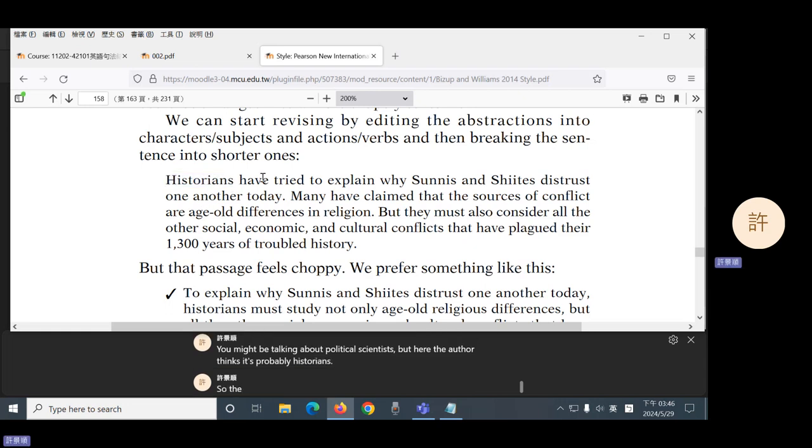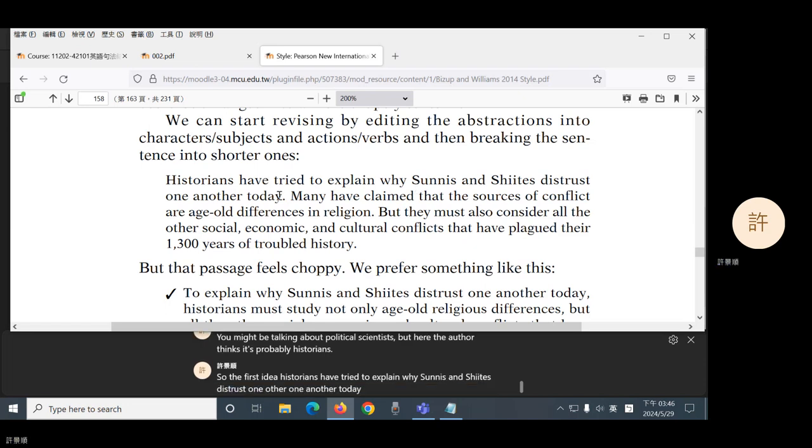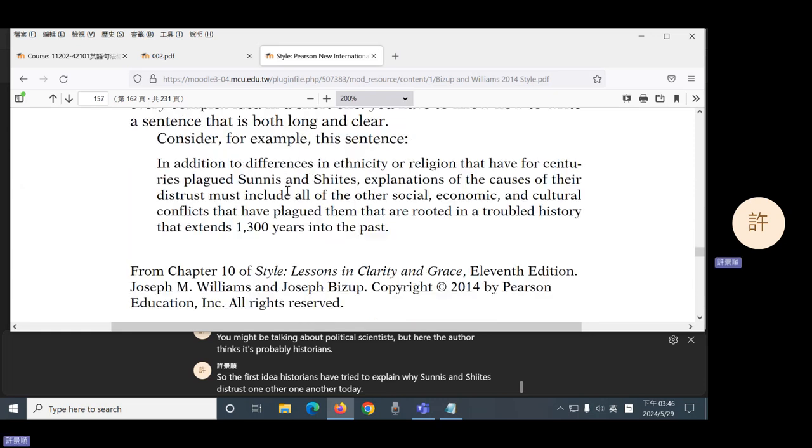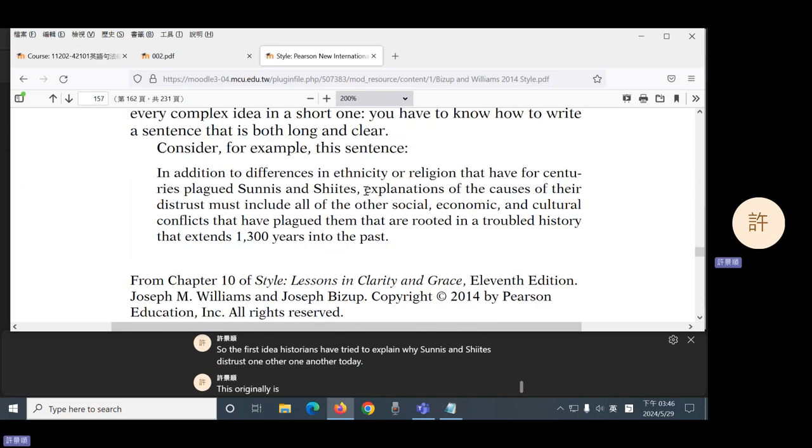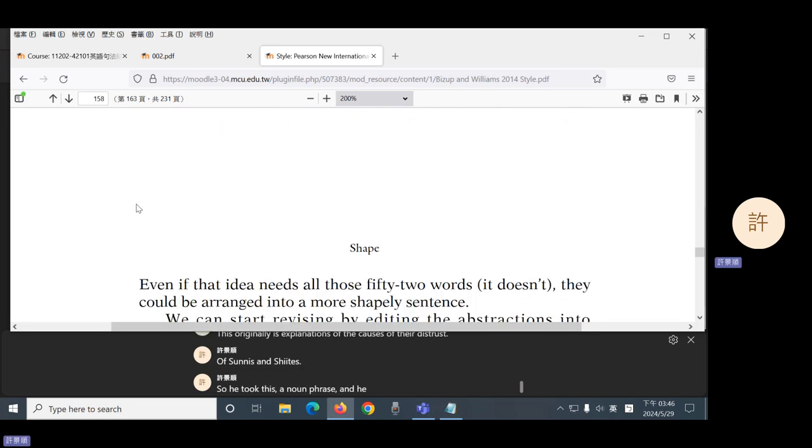So the first idea, historians have tried to explain why Sunnis and Shiites distrust one another today. This originally is explanations of the causes of their distrust of Sunnis and Shiites. So he took this noun phrase and he turned it into a sentence.